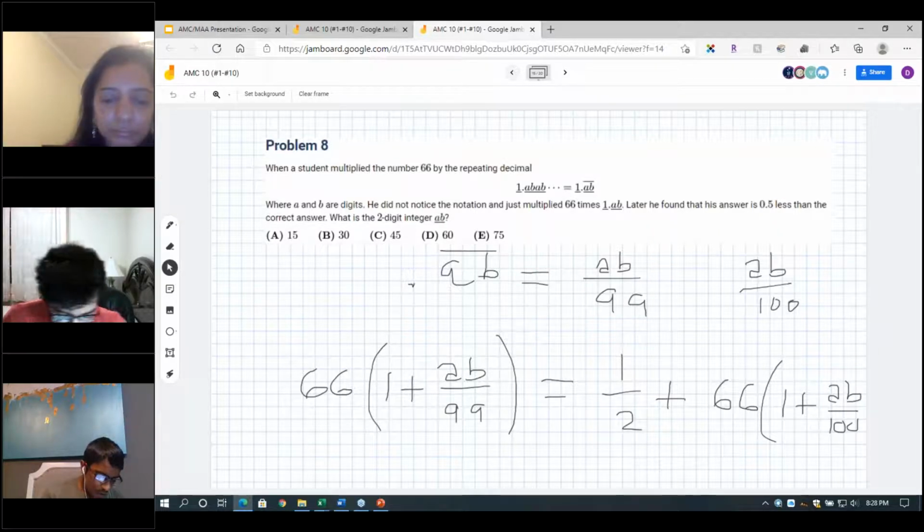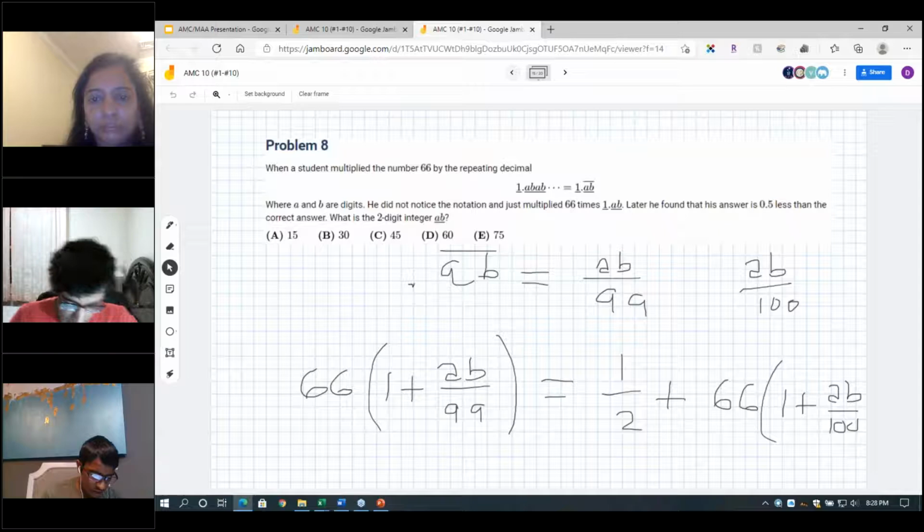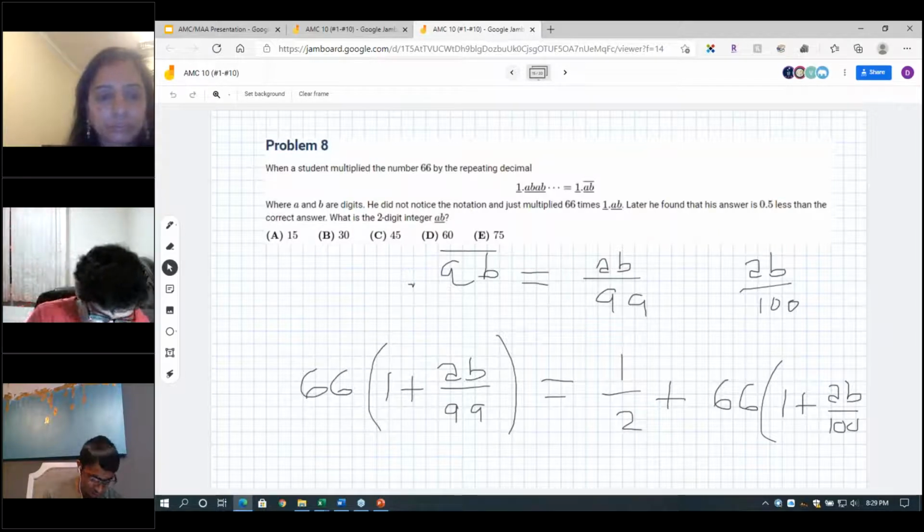Now, we notice that what he does is he's going to multiply 66 times 1.AB, which is just AB over 100 plus 1. And this answer that he gets is 0.5 less than the correct answer. So we're going to add 1/2 to it, which is just 0.5. That's how we get the right hand side.